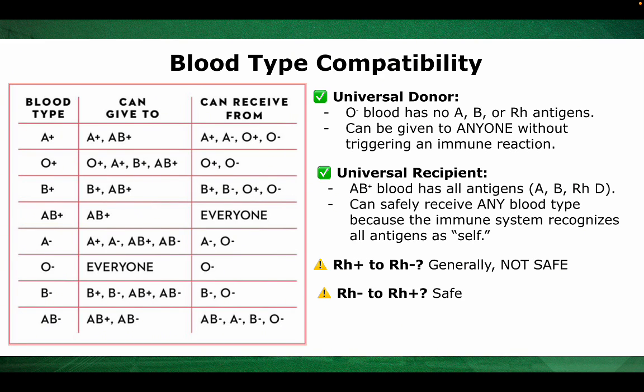Now, can Rh negative blood be given to Rh positive people? Yes, it is safe. Why? Rh negative blood lacks the D antigen. Rh positive recipients already have the D antigen, so there's nothing really foreign to react to. And that's the end of our lecture.